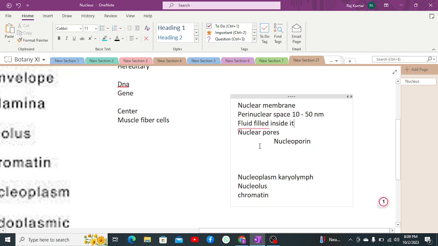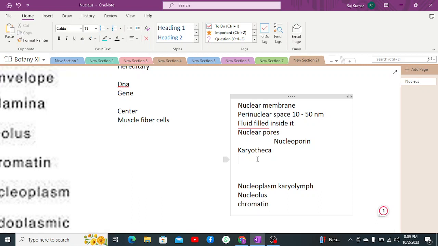Apart from which, when it comes to other aspects, the nuclear membrane is also known as karyotheca or nuclear envelope, which has several nuclear pores, as mentioned. Small molecules can easily pass through the nuclear pores, but larger molecules require permission in terms of signaling.